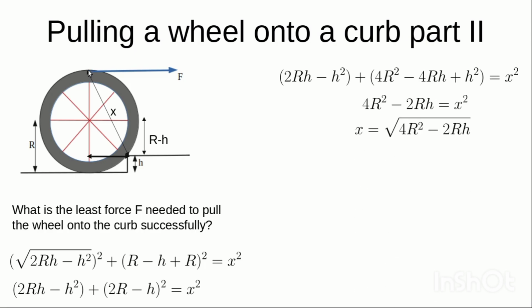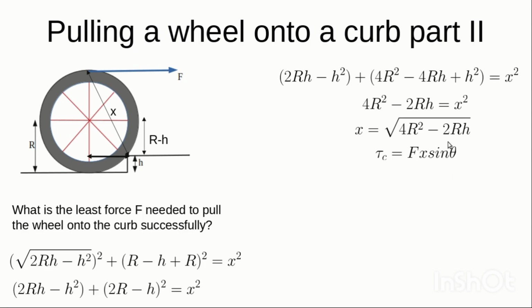So x from this point to this point is this expression, right? So let's find the clockwise torque, that is the force here times this perpendicular distance times the sine of the angle it makes with this particular line. That gives us the clockwise torque equal to F x sine theta.